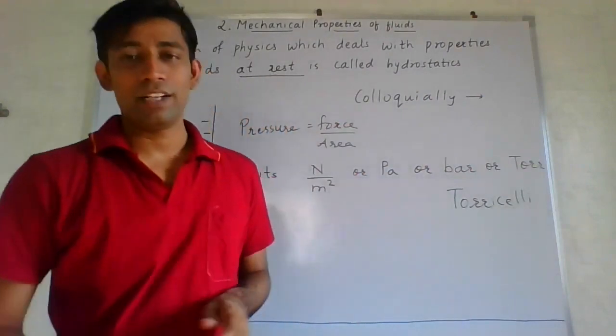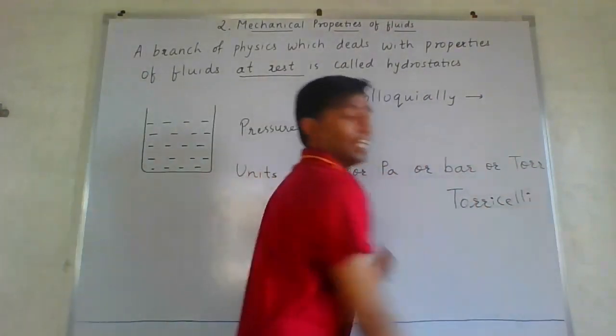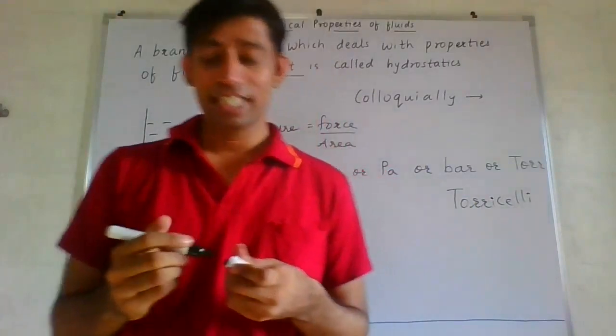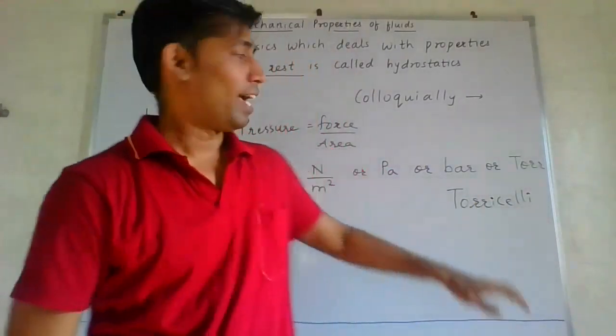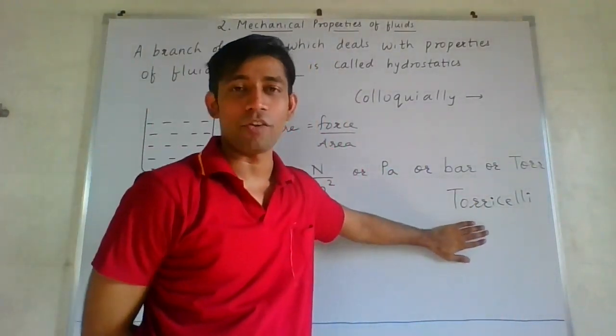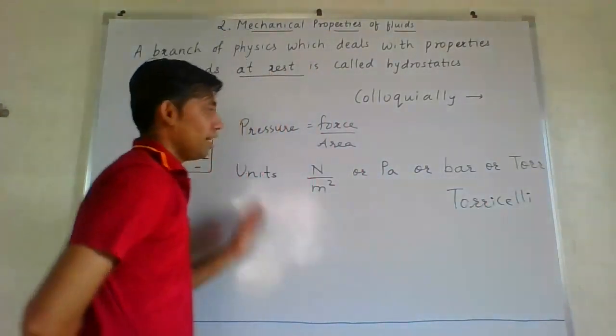This is the spelling of that scientist. Italian scientist. Nowadays, Italy is quite famous in the world. And again, this scientist is from Italy. Okay. So these are various units.